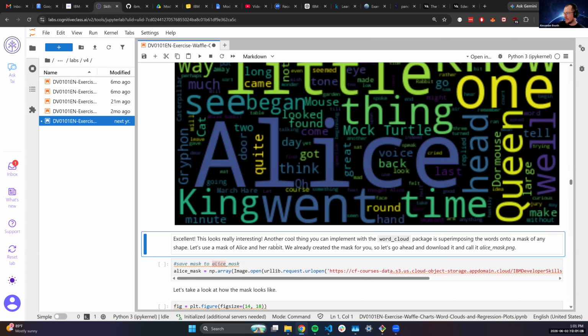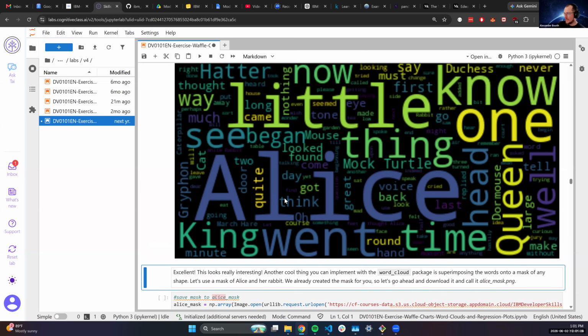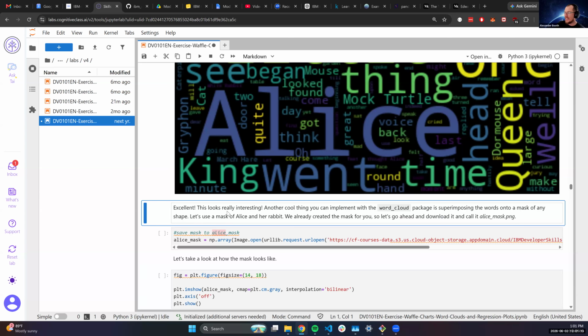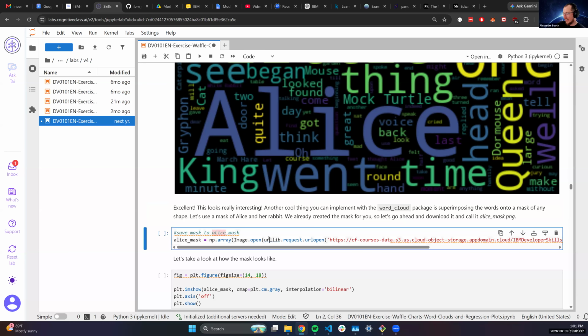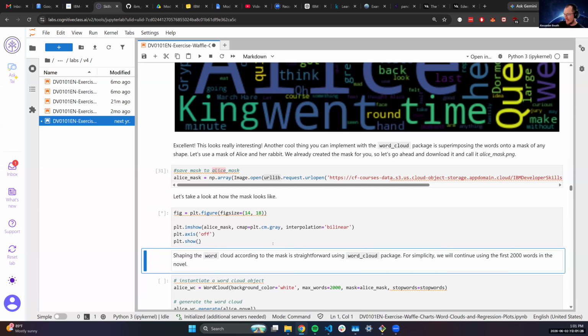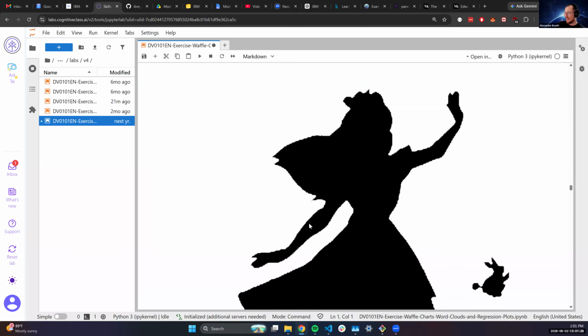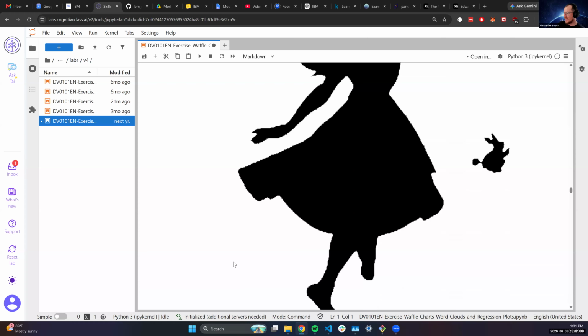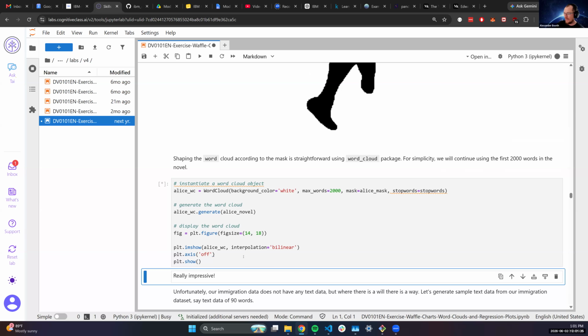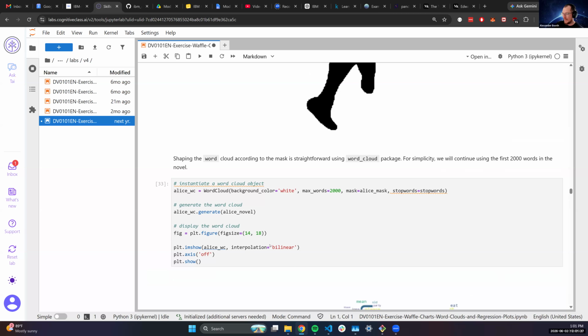Excellent. This looks really interesting. Now we're going to try to mask this onto an image. Let's use a mask of Alice and her rabbit. Come on, the real OGs know that Alice was chasing after a cat, right? And then the rabbit was just the rabbit who's always late. Anyway, let's look at what this looks like. Here's our image, here's our mask that we're going to be fitting our words into. And then let's do our word cloud and fit it into that image.